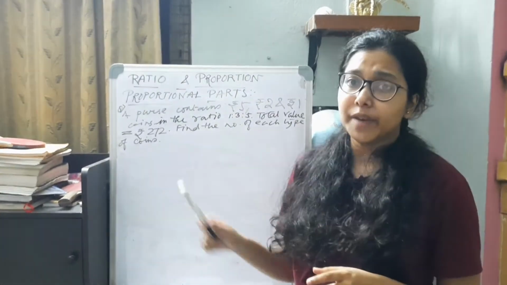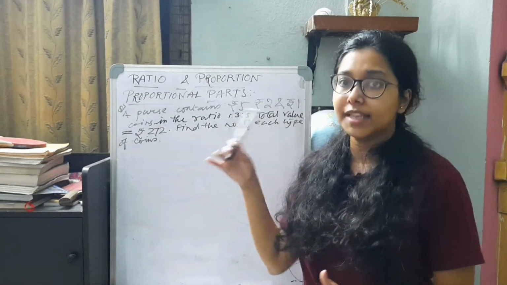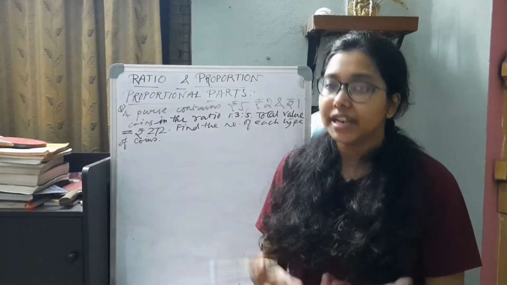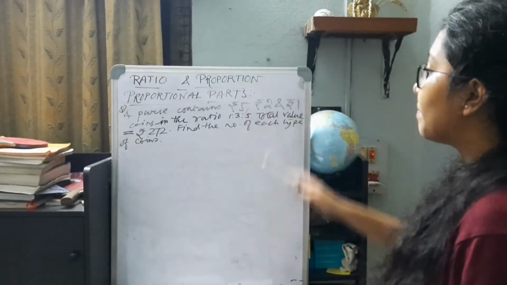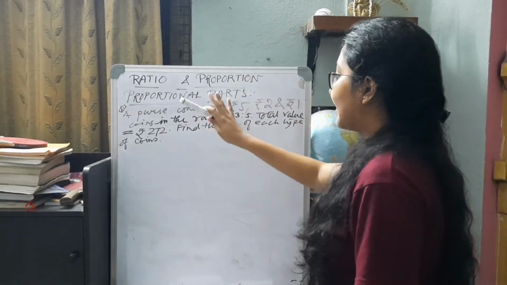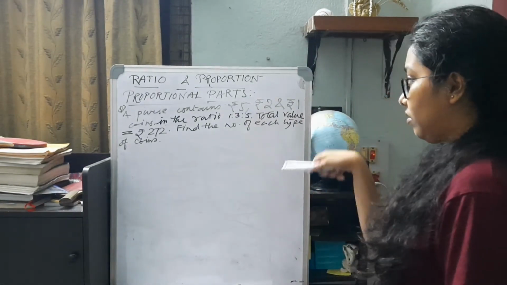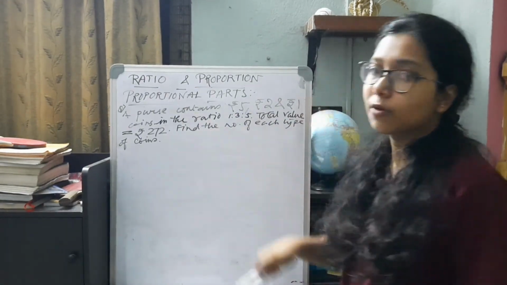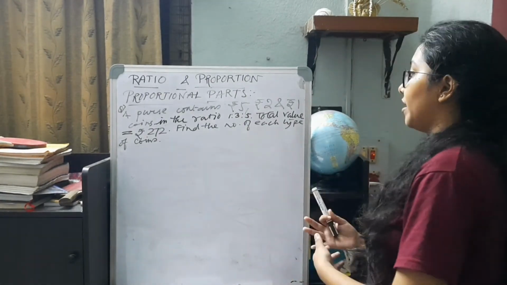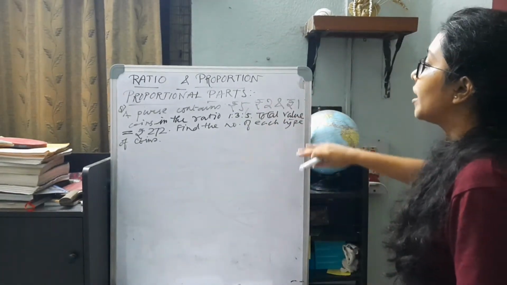So, this is the next question on proportional parts. It is a very common question, this sort of question is often asked in examinations and you will find it in every textbook. Okay. So, the question is, a purse contains rupees 5, rupees 2 and rupees 1 coins in the ratio 1:3:5, and the total value of all these coins is rupees 272. So, find the number of each type of coins, that is how many rupee 5 coins are there, how many rupees 2 coins are there, how many rupee 1 coins are there.